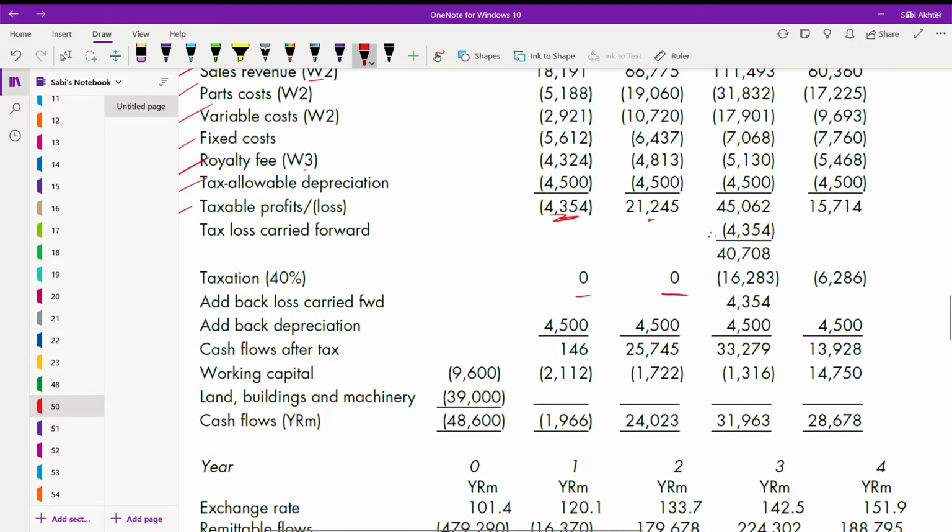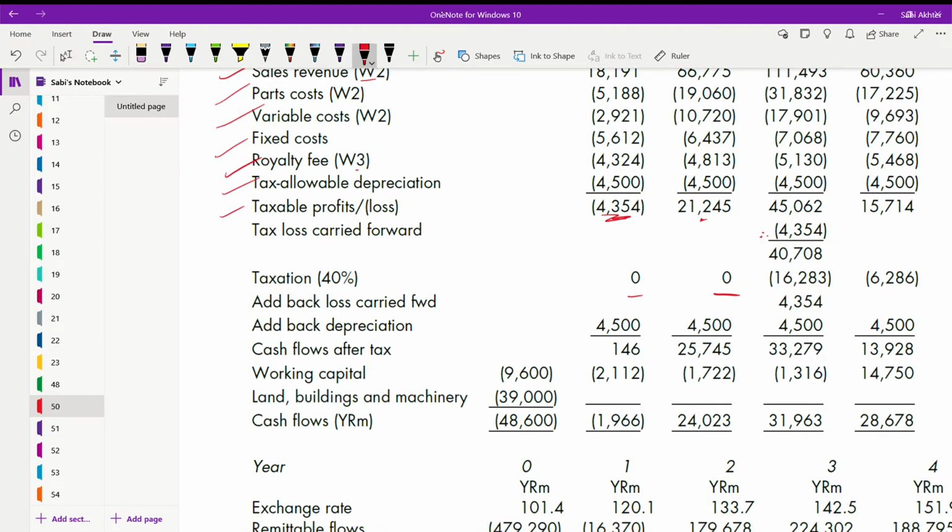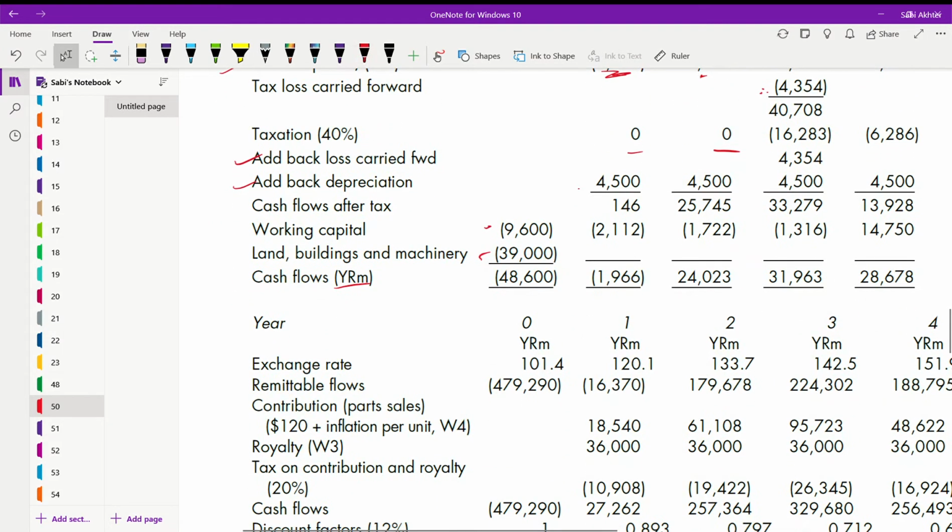And then you have to add back the depreciation, and you have to add back the loss carried forward also. Whenever there is some loss carried forward, it needs to be added back for you to get the cash flow. So the cash flow you get after tax, then your working capital comes, and then your land and buildings you deduct, and finally you get the cash flow. But this is in this currency, you have to get it in dollars. If you have to get it in dollars, use the exchange rate given, right? Use the exchange rate.